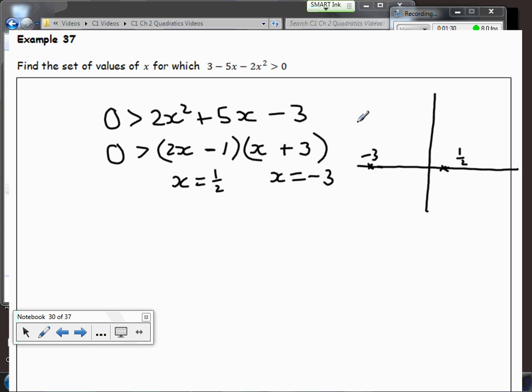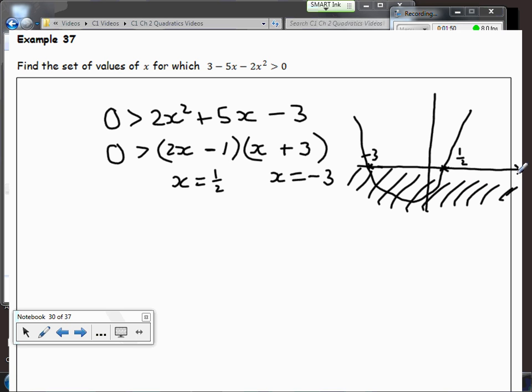Now we've got a positive parabola as we've brought everything over to the right, and we want where that graph is less than 0. So we need to shade below the x-axis. So what values of x do we have below the x-axis? Well, it's anything between minus 3 and a half. So all x values here where we've shaded will be between minus 3 and a half.